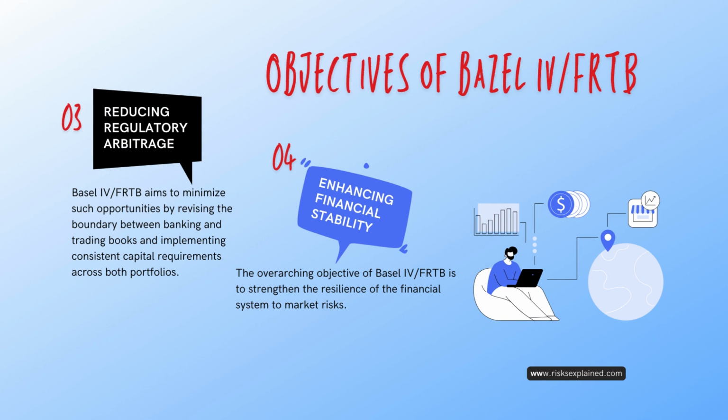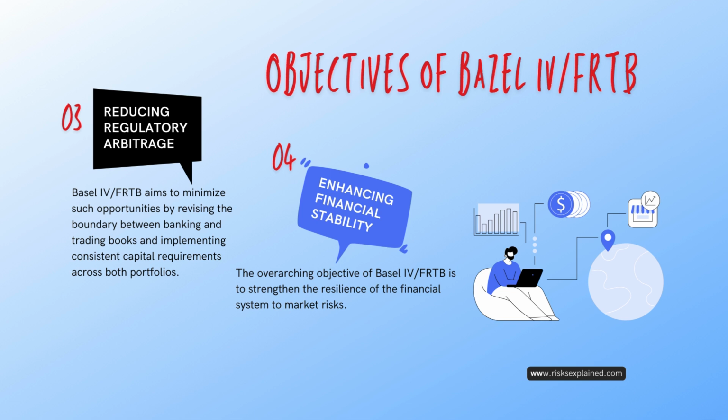Reducing regulatory arbitrage. Regulatory arbitrage occurs when banks exploit differences in regulatory treatment to gain a competitive advantage or reduce capital requirements. Basel IV FRTB aims to minimize such opportunities by revising the boundary between banking and trading books and implementing consistent capital requirements across both portfolios.